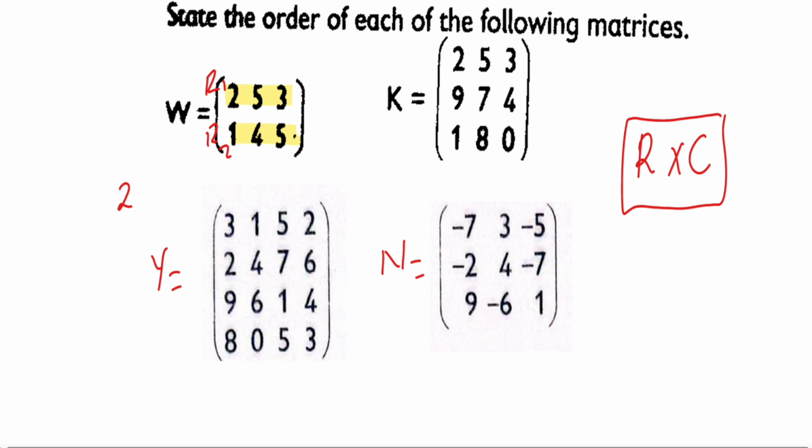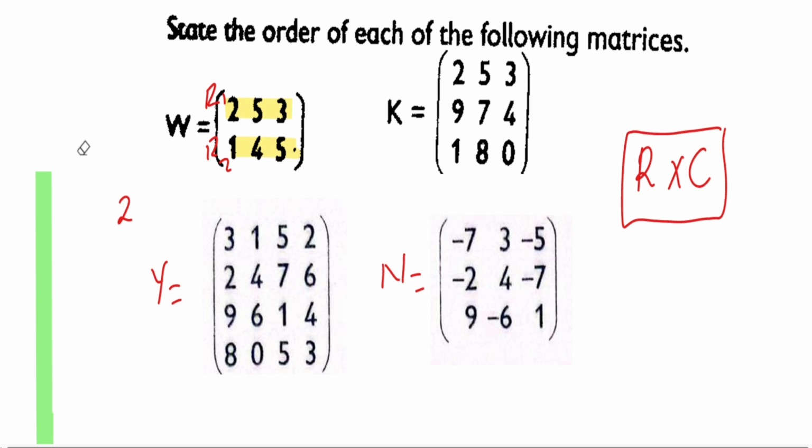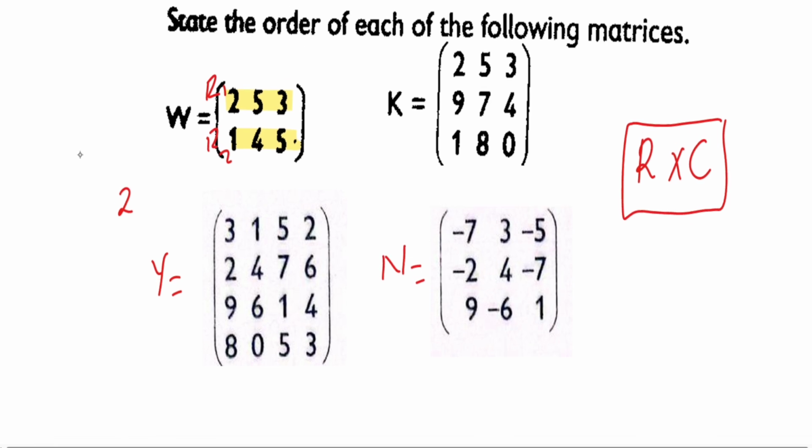And then we have columns. We have column 1, 2, 3. So basically this is column 1, column 2, column 3. So it's rows by columns. So it's 2 by 3. So this is the answer for the first question. What about the other question? And the other question is this one.